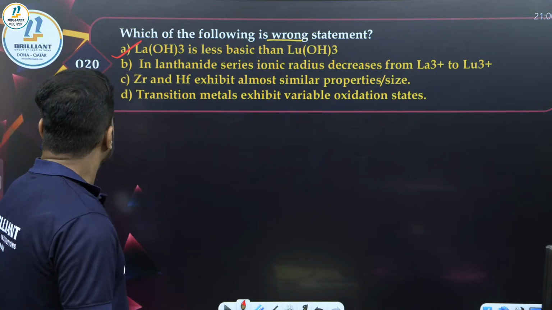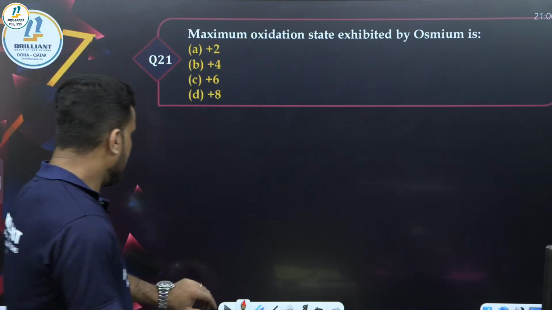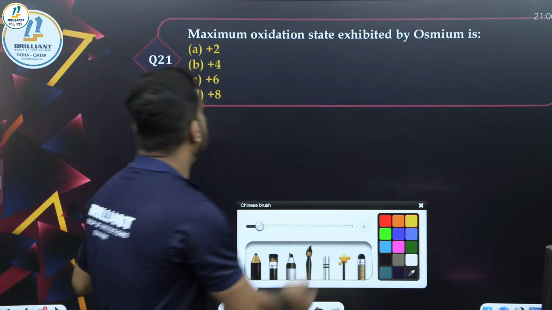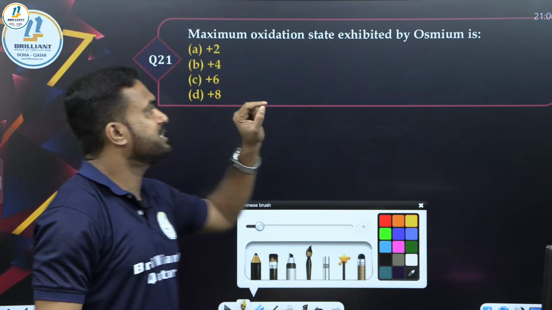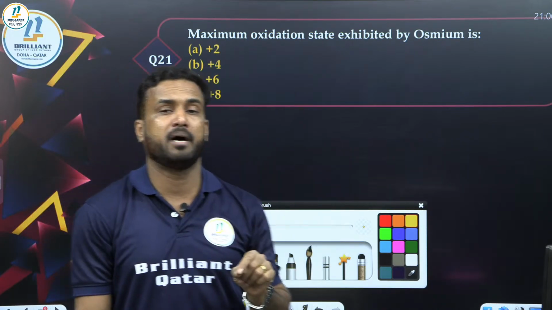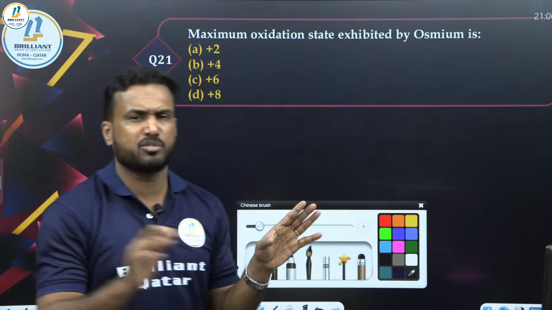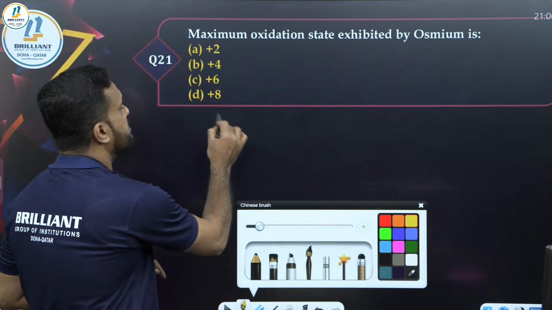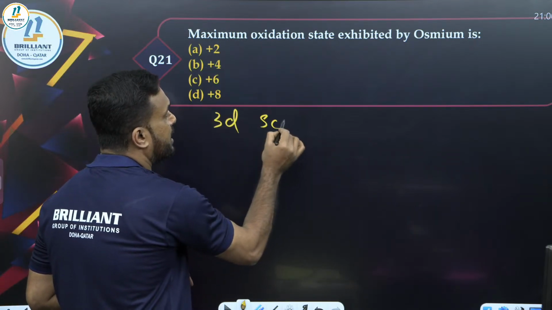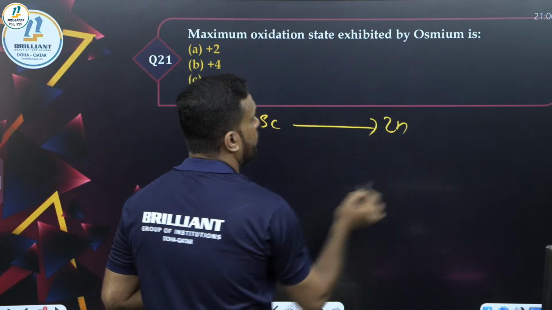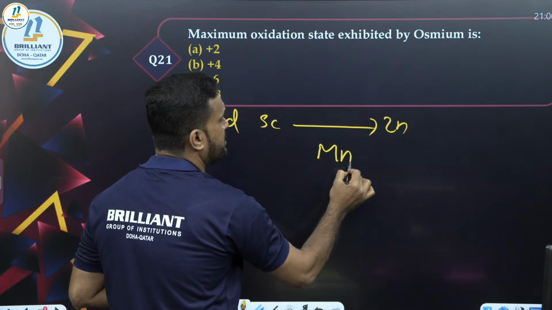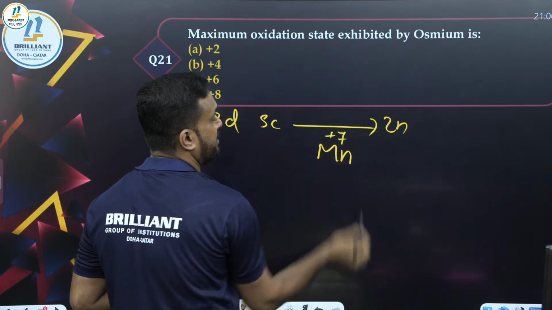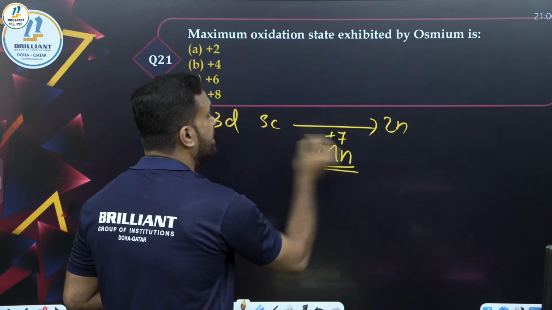Yes. Question number 21. We can finish the questions. Question number 21. Maximum oxidation number exhibited by. See, this is the syllabus part. We have to keep in mind two things about oxidation number. So many questions are there based on element. You know that in the 3D series, which starts from scandium to zinc, which element exhibits maximum oxidation state? Mn, and the highest is +7. Don't get confused among the 3D series.